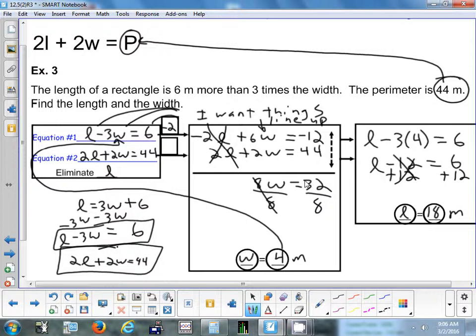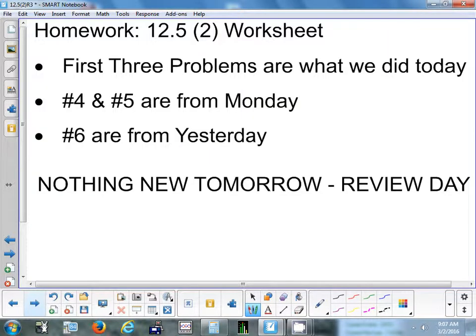So you're not going to have a lot of word problems on the test, as we said. Two word problems, and then 8 regular problems. All right, so you guys have seen everything for the week that's on the test. Tomorrow, we won't be doing anything new. Okay, just a review day. On the homework, the first 3 problems are what we did today. 4 and 5 are going to be review from Monday, and number 6 is a review from yesterday.